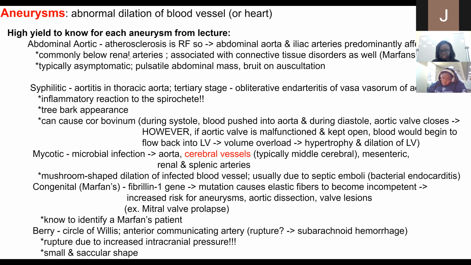Perfect. Also highly associated with connective tissue disorders. So again, Marfan's patients, right? Or even autosomal dominant polycystic kidney disease. This is something that they actually tied into the renal path. And I'll bring it back up when I do a renal recording tomorrow morning. And when you post it, you'll hear it. But they did tie that part in. So keep that in mind.